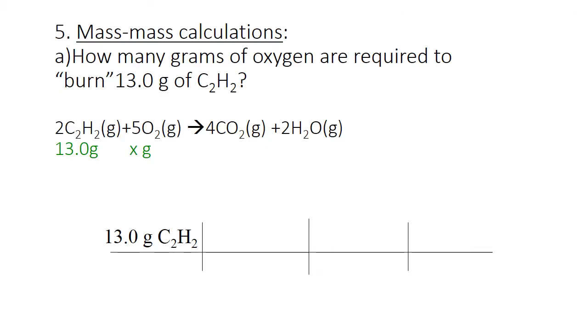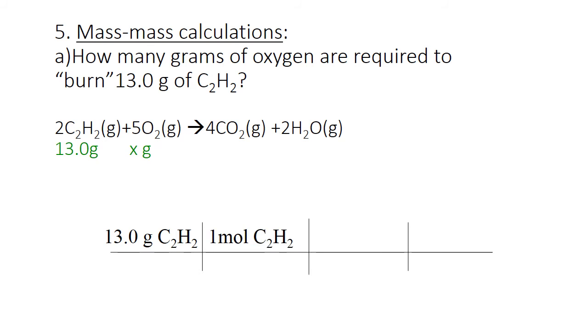So how many grams of oxygen are required to burn 13.0 grams of ethane? So we have 13.0 grams and we want to find how many grams of oxygen. So again, we have our balanced equation. We identify what we're given. We're given 13.0 grams of ethane to find how many grams of oxygen it needs to react.